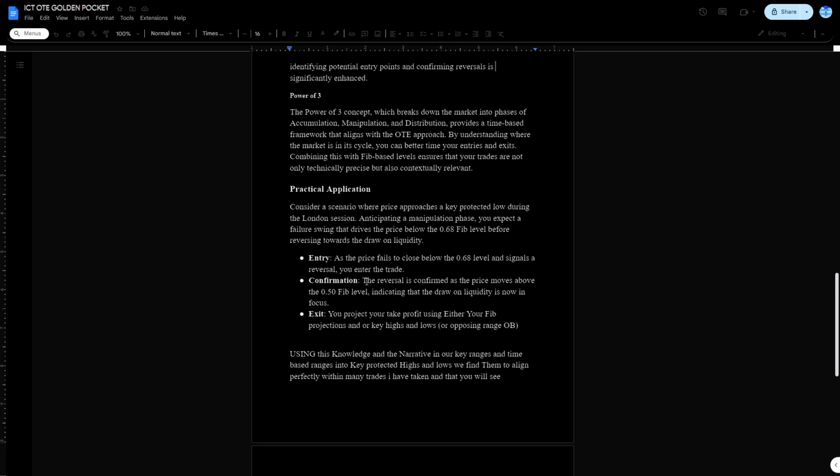The confirmation is that the reversal is confirmed as the price moves above the 0.5 fib level of the new higher high and lower low you have fibbed out, with our new range.